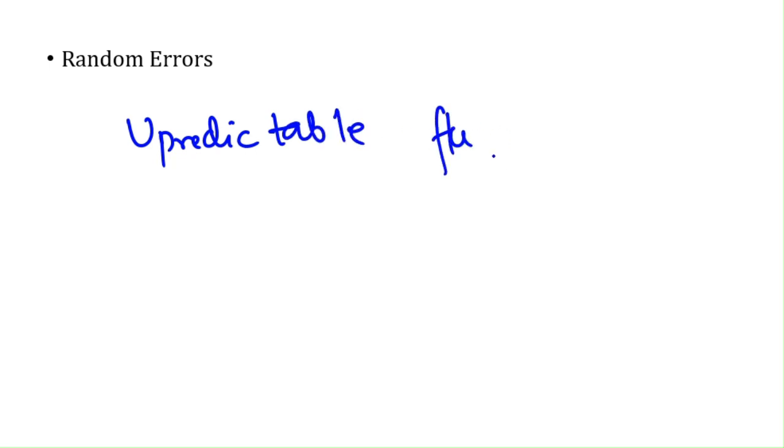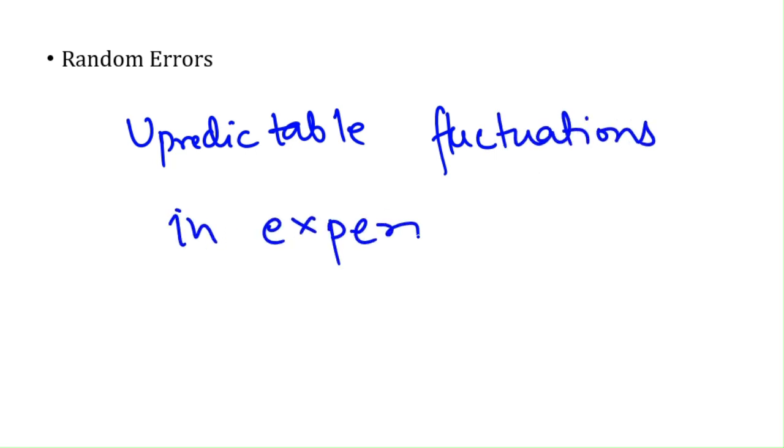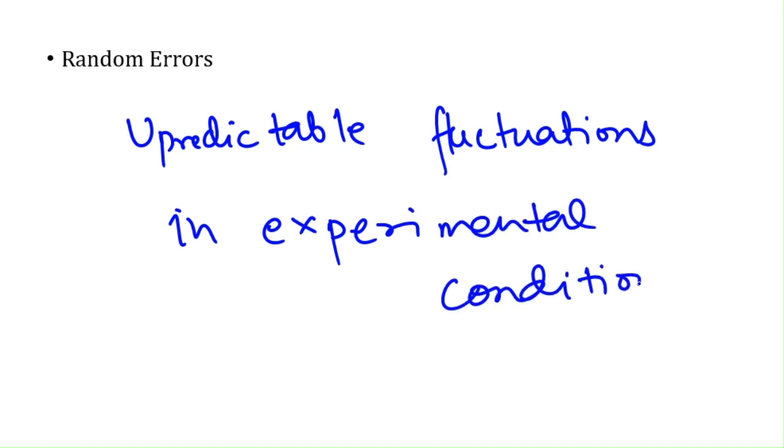Okay, after systematic errors, let's discuss random errors. These errors come from unpredictable fluctuations in experimental conditions. So these errors come from unpredictable fluctuations in experimental conditions.